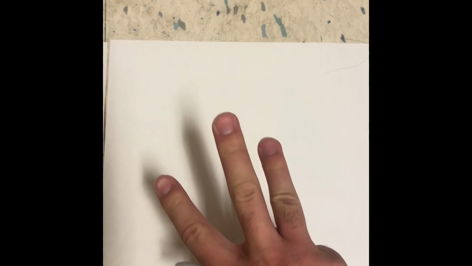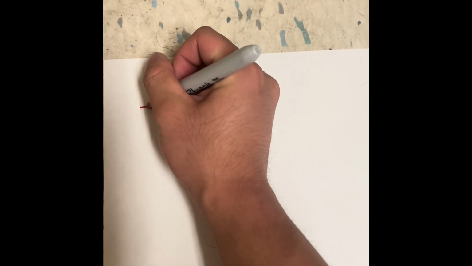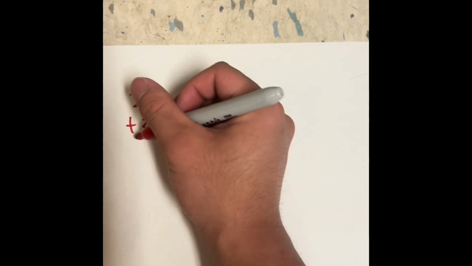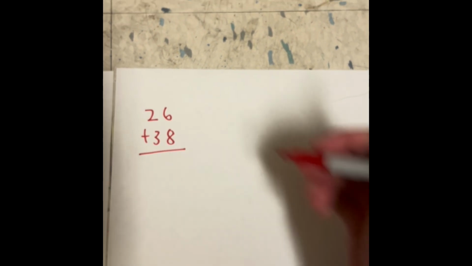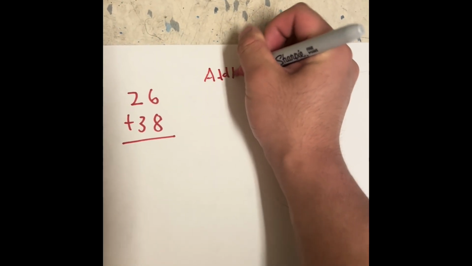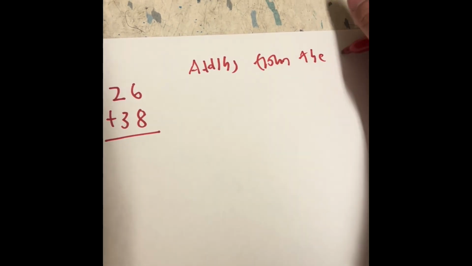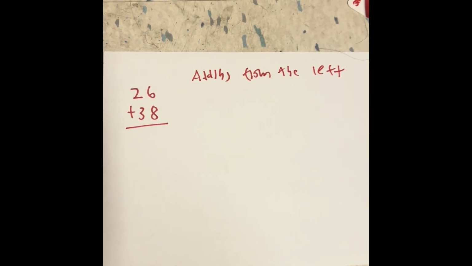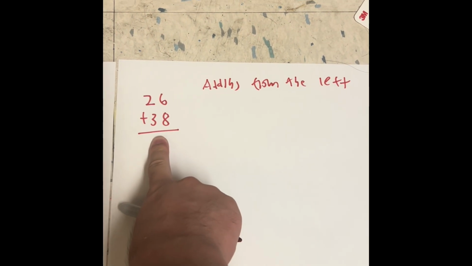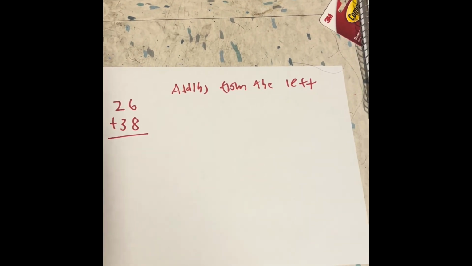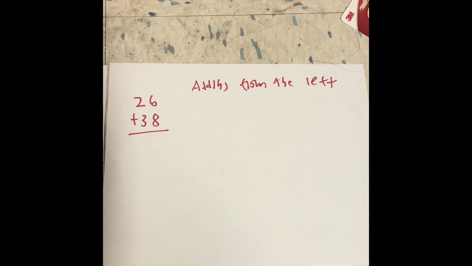So there are 3 ways we can mentally understand math. So for addition, we have 26 plus 38. What does that equal? So the first thing we're going to take a look at is adding from the left. So what we can do is change that entire addition problem and then turn it into something else that seems the same.